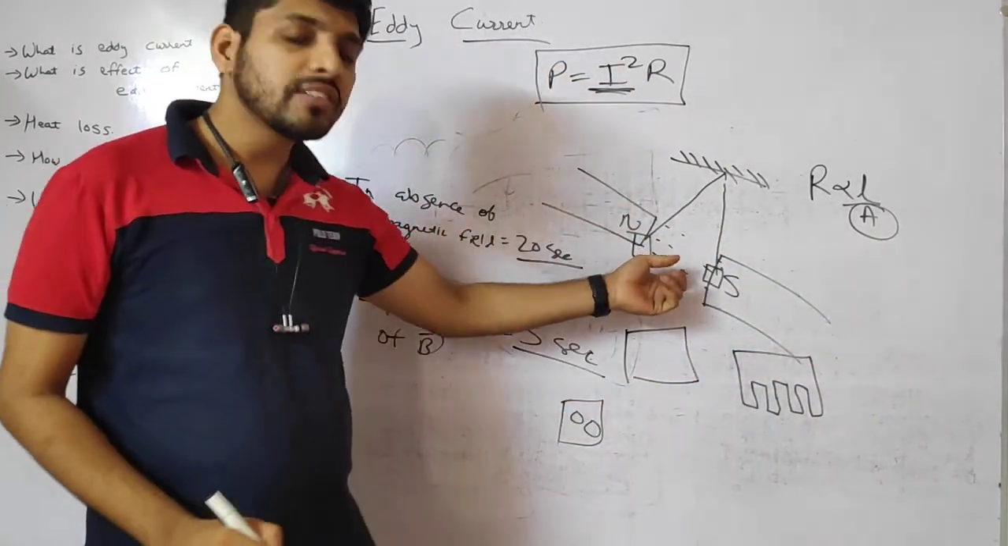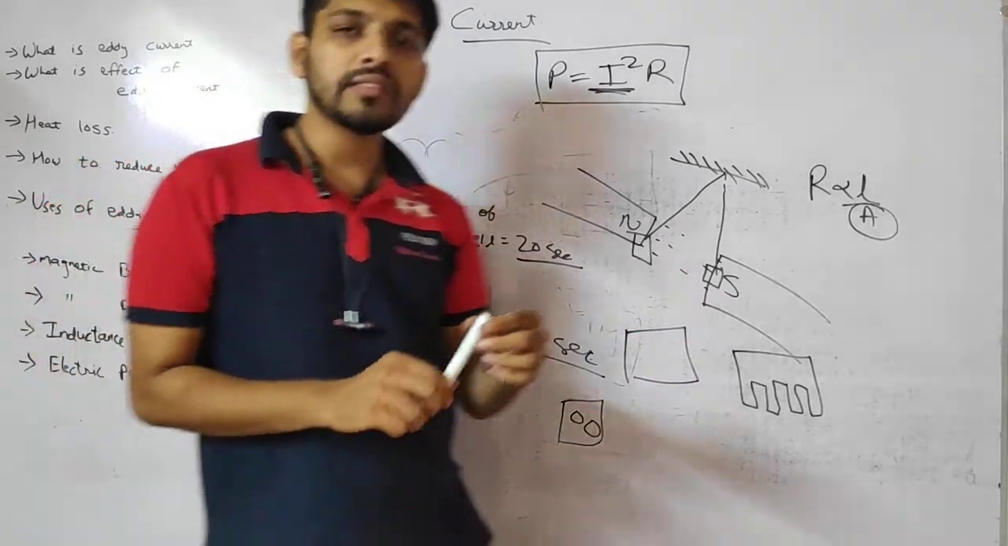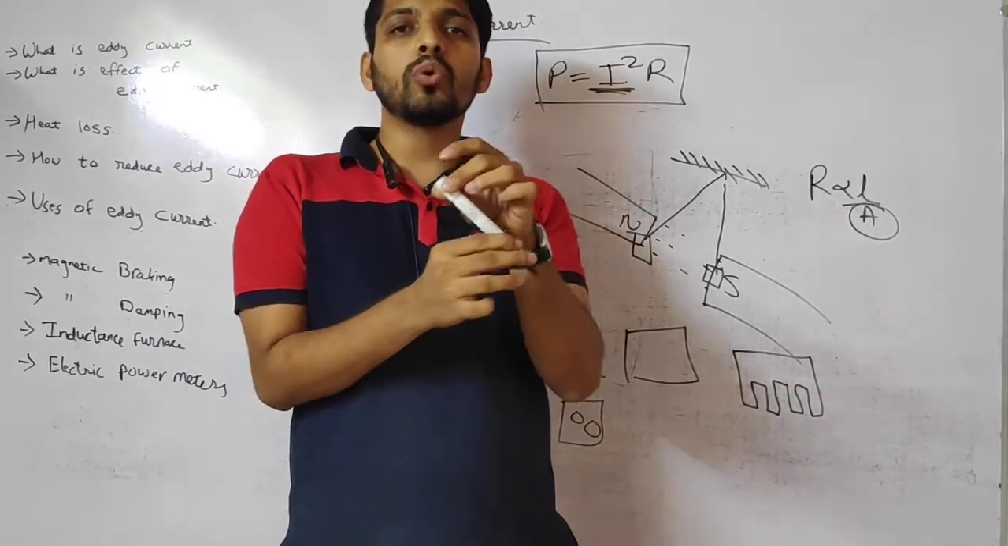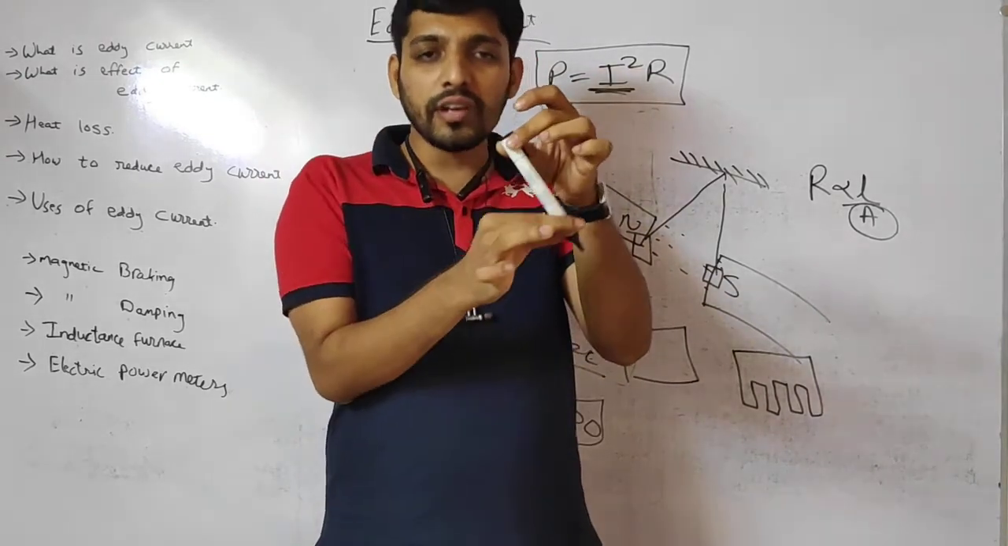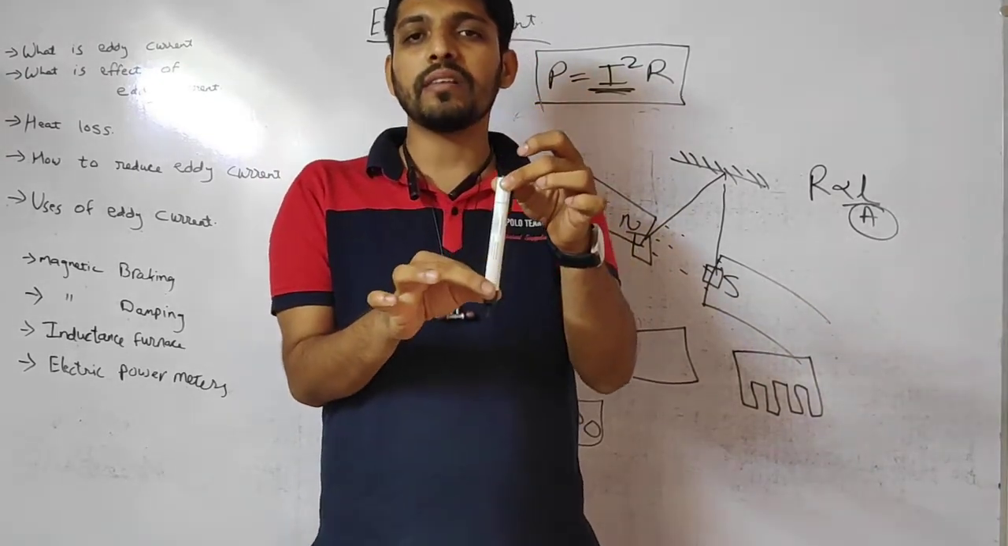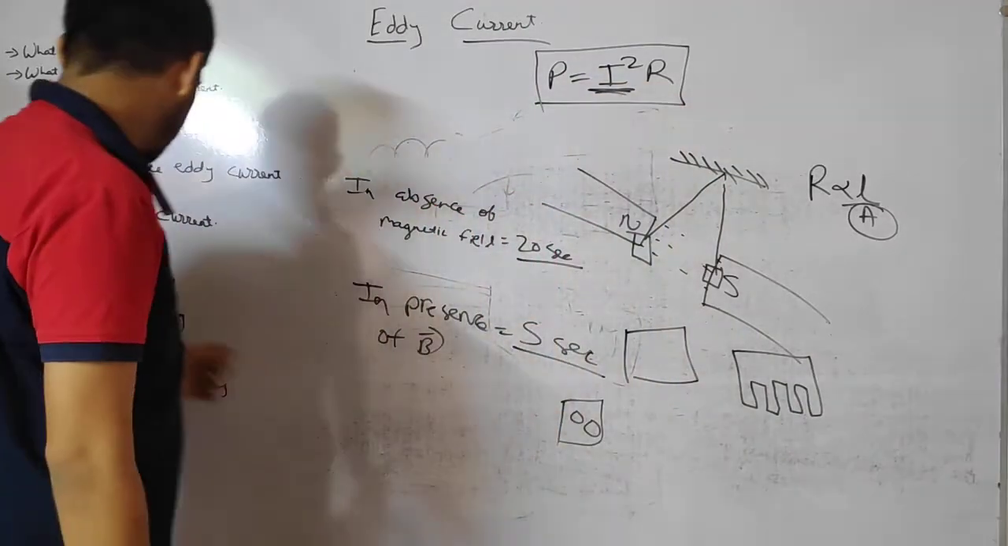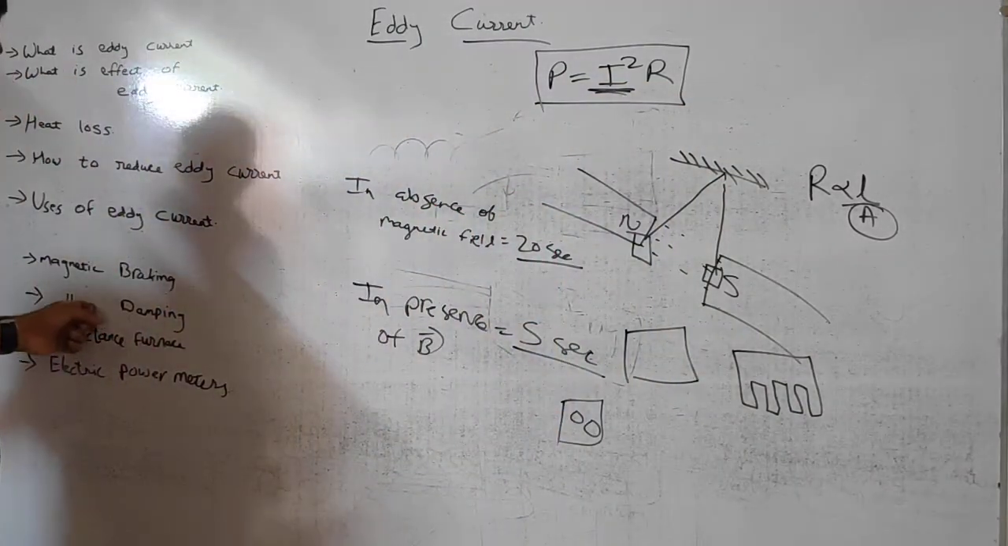So in this case, the same thing was happening. It damps the system so that the amplitude becomes less. If initially it was moving in this manner, it will try to stop it. That is magnetic damping. So first is magnetic damping.